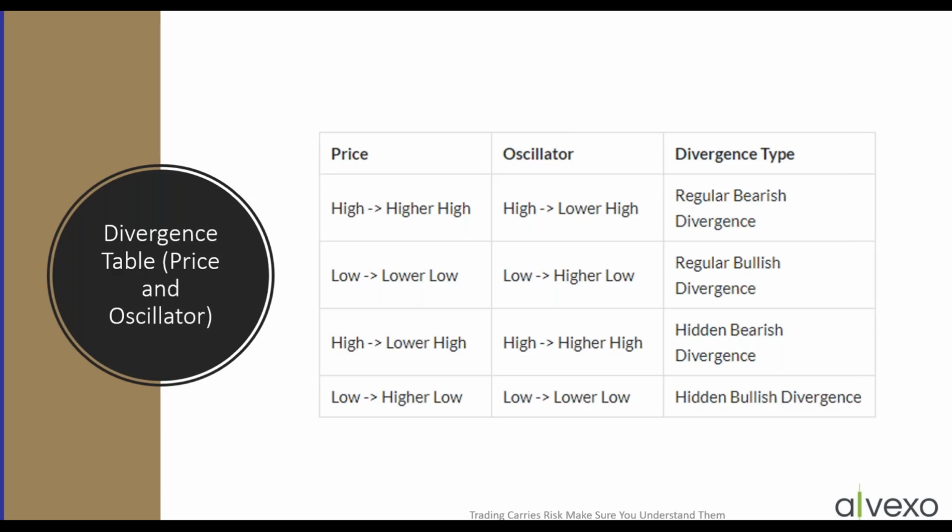A hidden divergence is when we have price moving from a high to a lower high, and the oscillator moving from a high to a higher high, which is kind of hidden, and then low to a higher low, while the oscillator is moving low to lower low. That's a lot of words that it's hard to grasp and see.